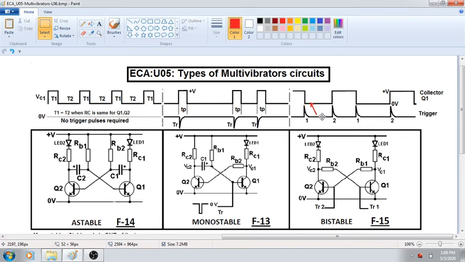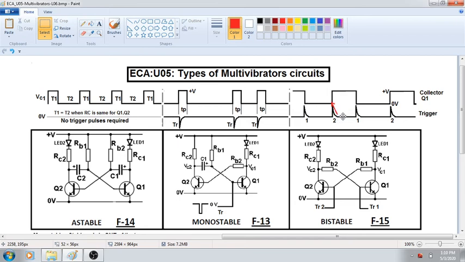Now it will continue to remain at 0 unless you give another trigger pulse for this to go high. Now how do you give it? You give it at the base of the second transistor. Once you give a positive going trigger pulse at the second transistor, this transistor will become on. Because this has become on, this has become 0. So this transistor has to go into cutoff.